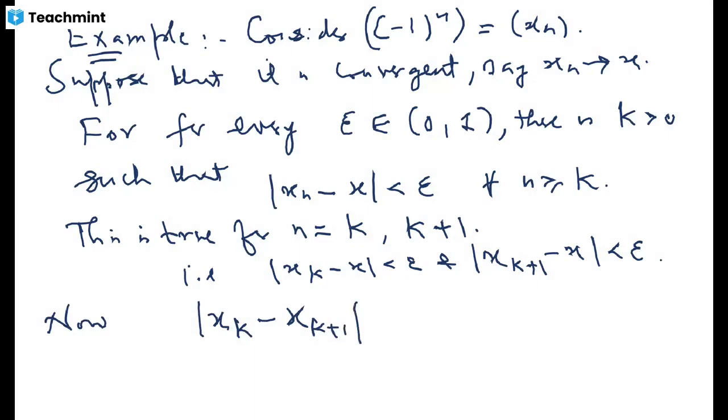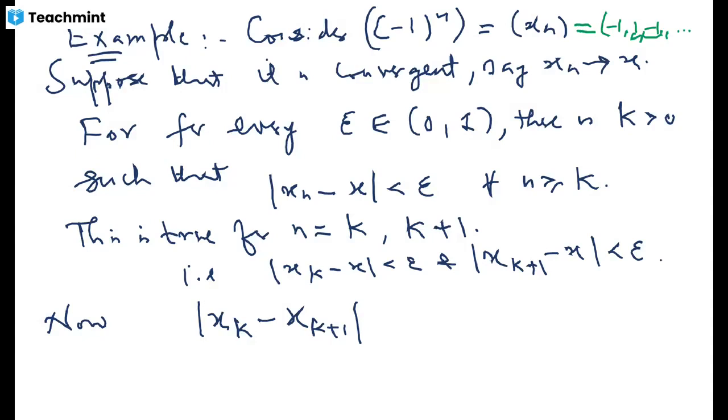First, look at the given sequence. The first term is minus 1, then the next term is 1, and then again you have minus 1, and so on. These are alternating terms: minus, plus, minus, plus, minus, plus. So if you look at any two consecutive terms, if the first term is positive, the second has to be negative. If the first is negative, the second has to be positive.